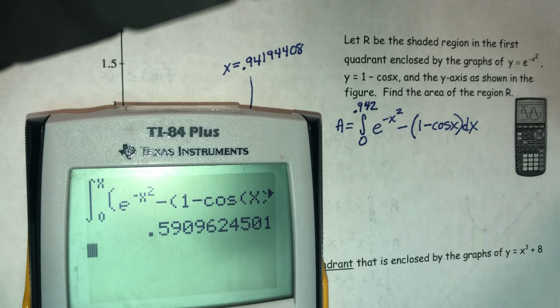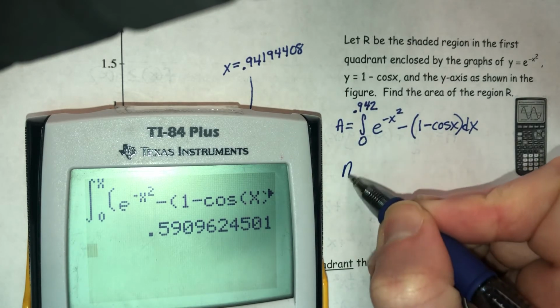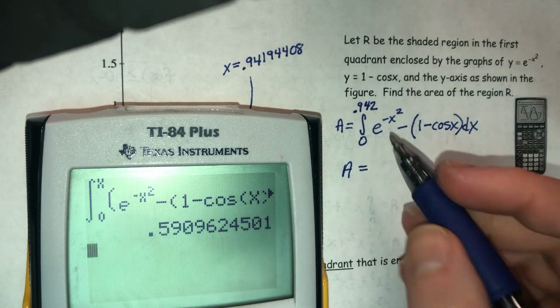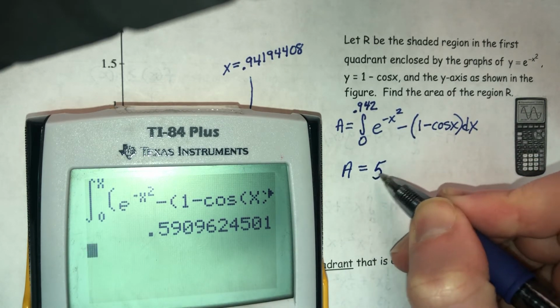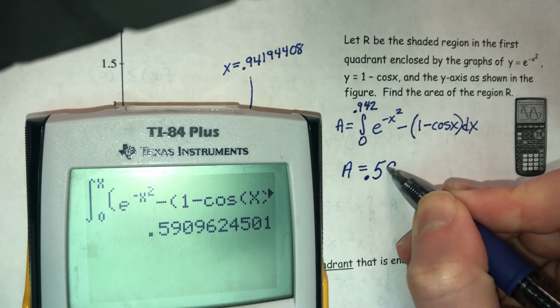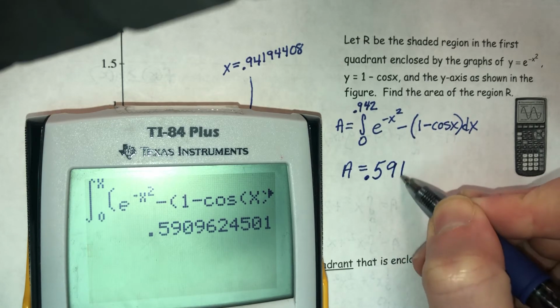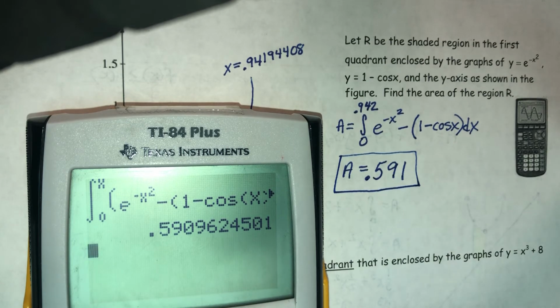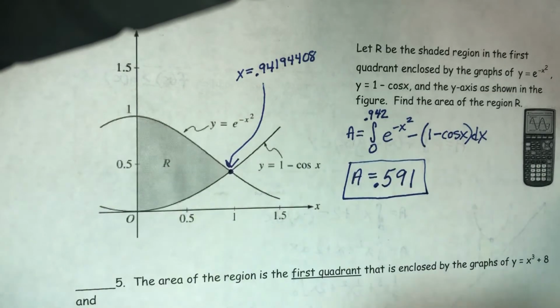And now here it gives me the answer. The area is equal to, and since this is the final answer, we do round it to 3 decimal places, unless explicitly told to do otherwise. 0.591 is the area that we're looking for on this problem. Okay? That's it. That one is a done deal.